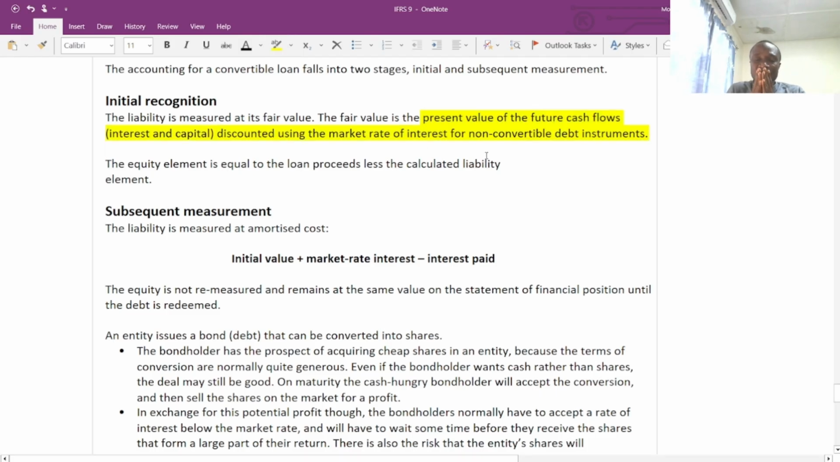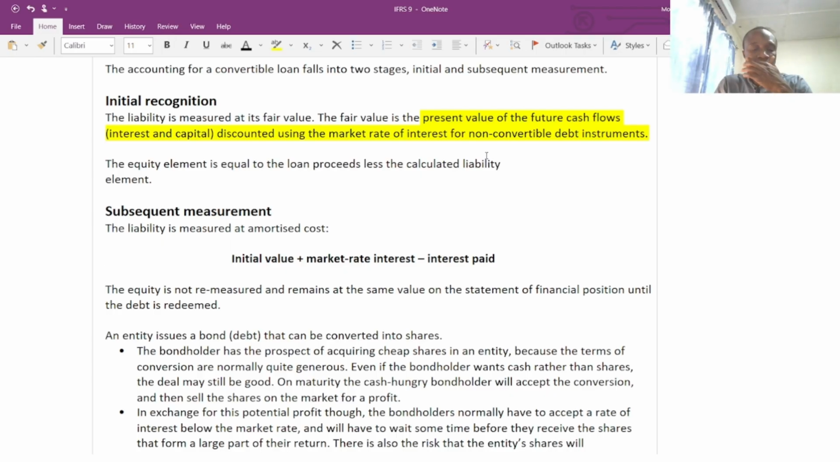We are talking about the present value of all the future cash flows, that is the interest plus the capital, discounted using the market rate. Now, the future cash flow for convertible loan notes contains two elements: the cash interest payment that we are going to calculate using the coupon rate, and the capital, the redemption amount. So now we are going to use a discount factor, which is referred to as the market rate. We are going to look at it separately. Don't worry about it. Now, the equity element is equal to the loan proceeds less the calculated liability element. Don't worry about it. We are going to look at it.